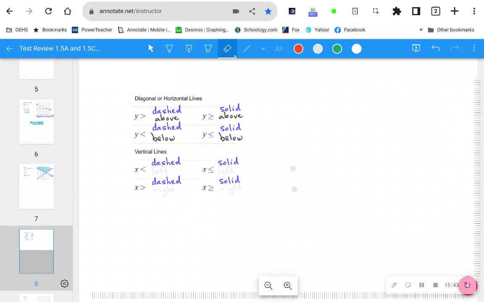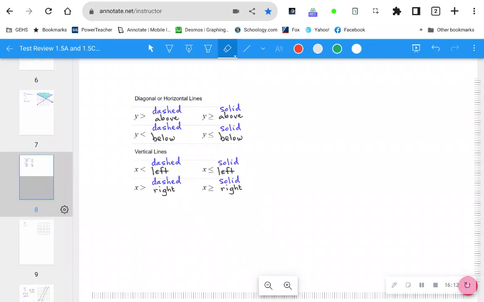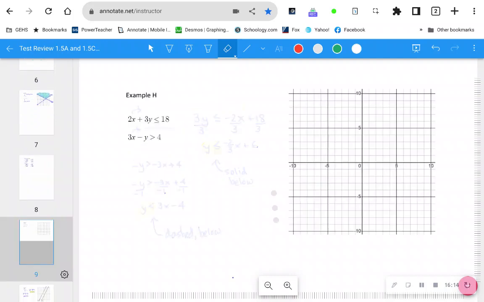Now, the only time I don't ask you above or below is when it's a vertical line that only has x's. X doesn't measure up and down, it measures left and right. And in that case, since x gets smaller to the left, less than you want to shade to the left, and greater than gets shaded to the right. So you might have to take a picture of that before you move on. So pause and do so if that's helpful information to put on your phone. And we're going to go on to a few more problems like this.